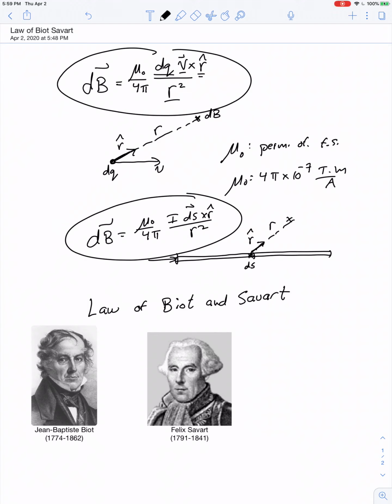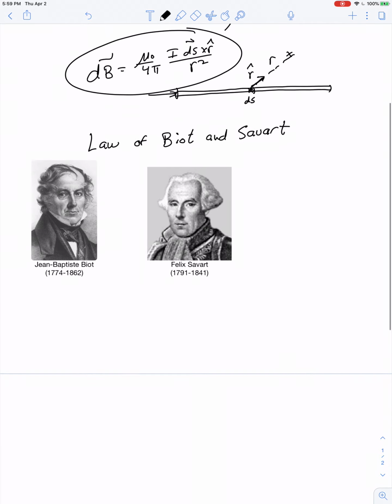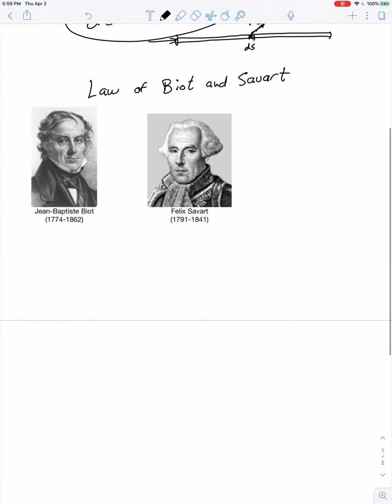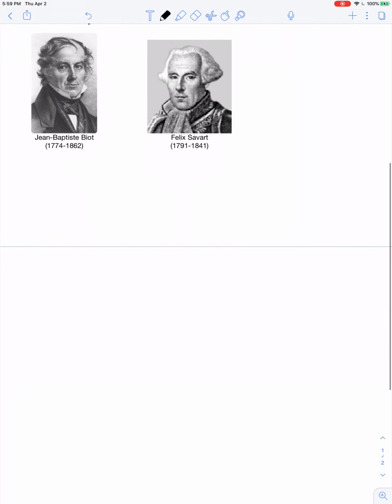Here are a couple pictures of Jean-Baptiste Biot and Félix Savart. So the law of Biot-Savart looks very similar to Coulomb's law. They both represent inverse squared laws. Let's try to make the comparison here.